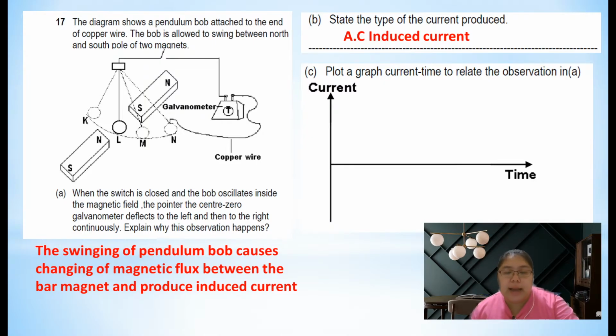Okay, and then we go through to the graph. Then they ask you to plot the graph, a current-time graph related to the observation for A. So this one is an AC induced current. So that means we need to plot up and down. So your graph should be up and down. Okay, so this one is a wave diagram, just like the graph. Then we continue with the next question.